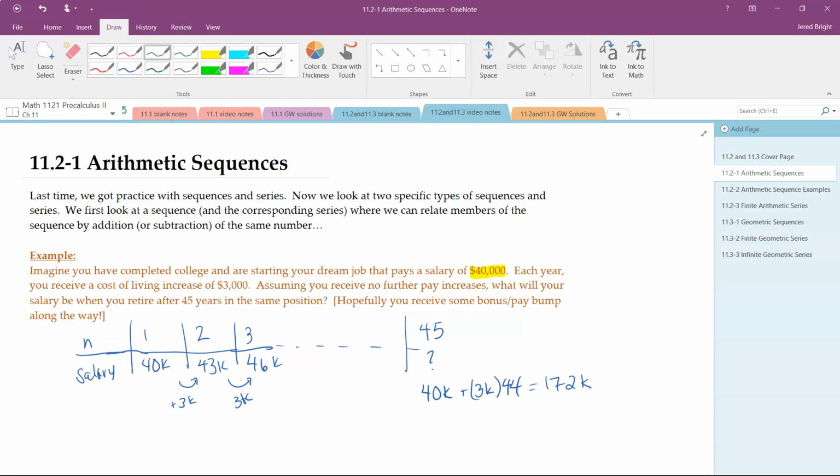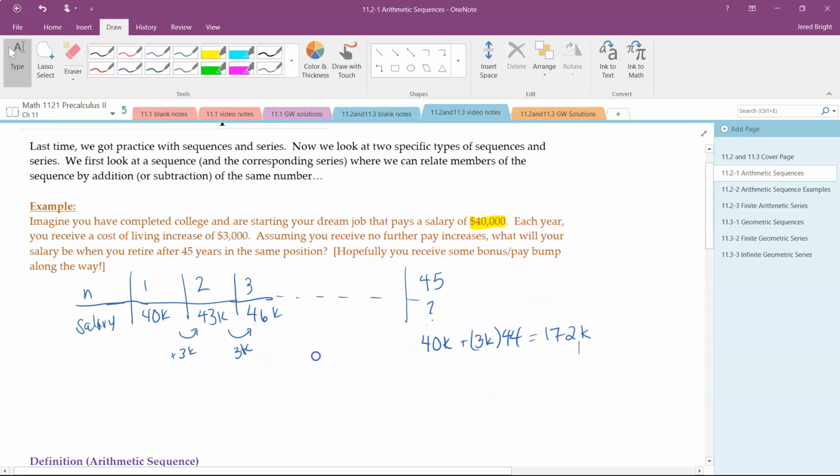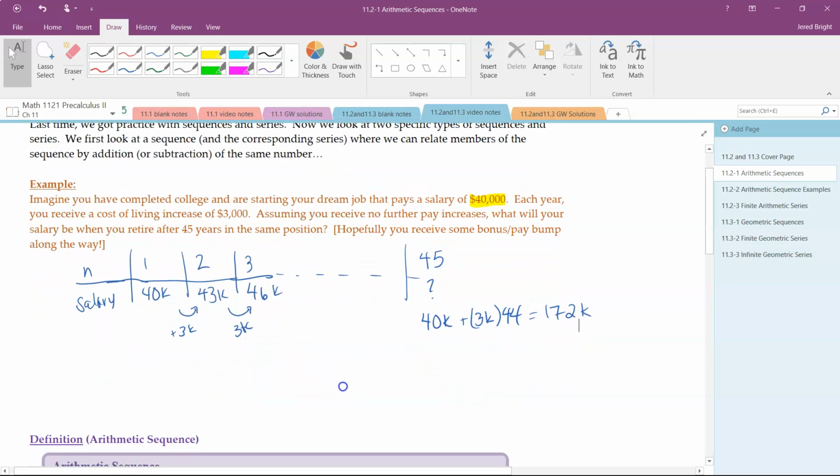And I look at that and I'm like, huh, that's pretty nice. Okay, well, at least I think so, because 40,000 was actually pretty close to what I started at UMR, so a little bit higher, but pretty much on the same spot. And I have not received a $3,000 pay increase each year, so take that as you will. But nevertheless, that would be a nice salary to have after 45 years of service.